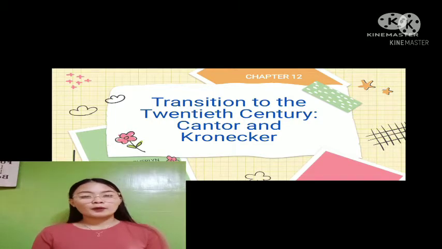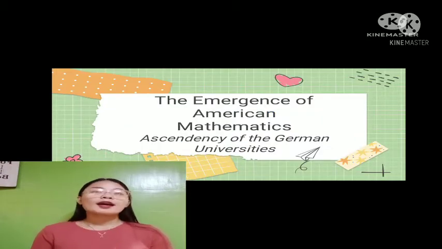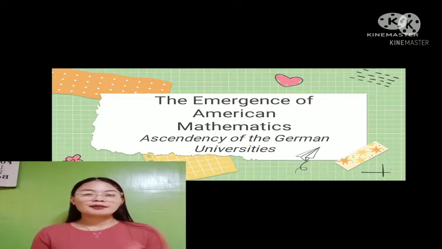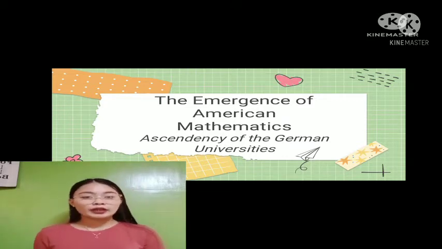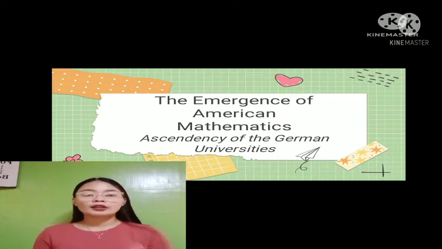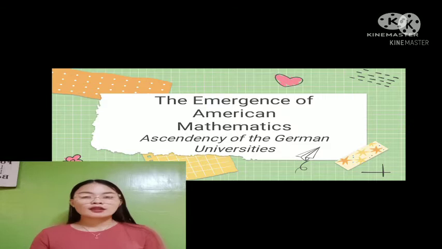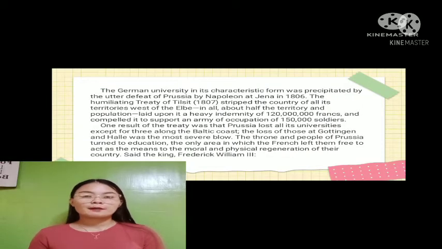And now I am going to share with you about the emergence of American mathematics from the transition to the 20th century to Cantor and Kronecker. So now let's talk first about the ascendancy of the German universities.